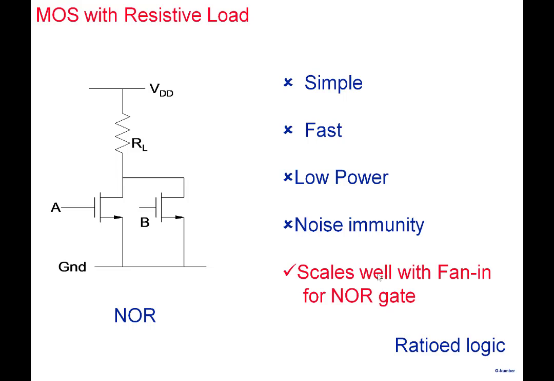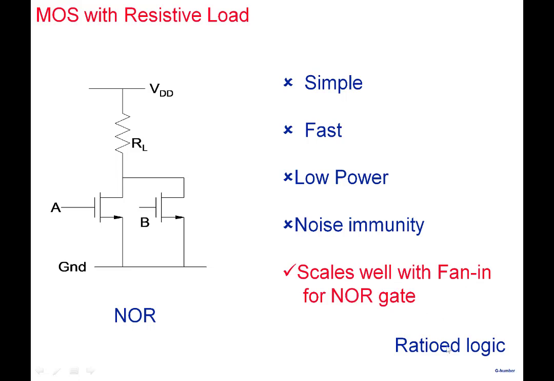This is good here. It scales well with fan-in for NOR gates. If NOR gate is a universal gate, and I can build, note that inverter would have had only A here. And 2-input NOR gate, you add another transistor. 3-input NOR gate, you just add one more transistor. And under worst case condition, only one of these transistors is active. So if this were 4 lambda by 2 lambda, you can keep this 4 lambda by 2 lambda, you can keep the third one also 4 lambda by 2 lambda. So it scales well with fan-in.